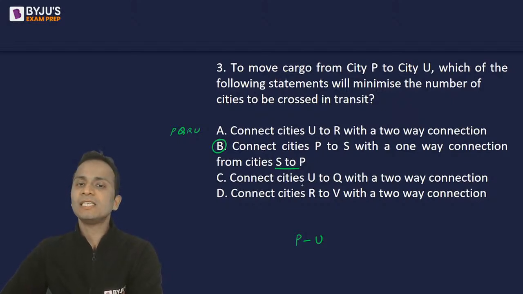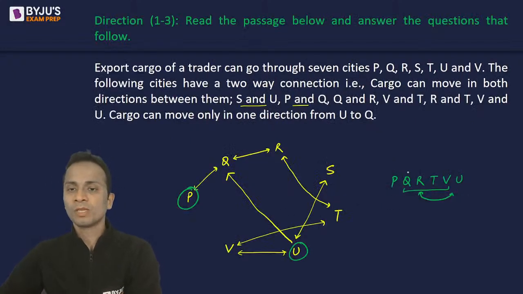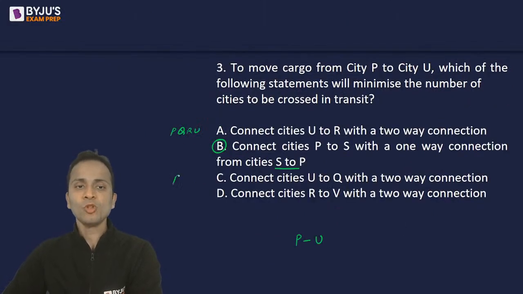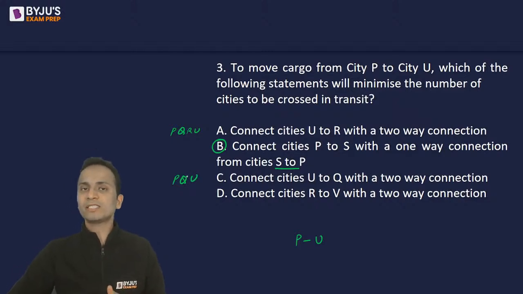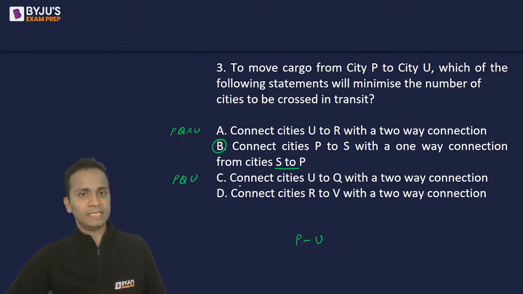Option C, connect cities U and Q with a two-way connection. So if I connect U and Q, from Q I can directly go to U, and the route will become PQU. So option C is giving me a route PQU, and using this, I can travel through only one transit city. Definitely it is shorter than A. So I will not consider A. I'll consider C. Now let's look at the last one.